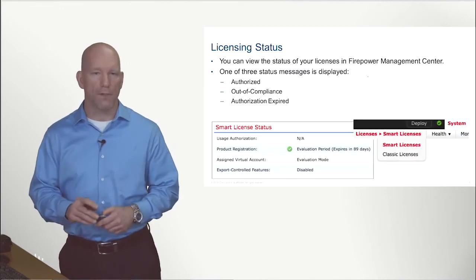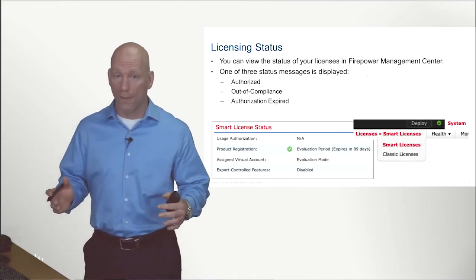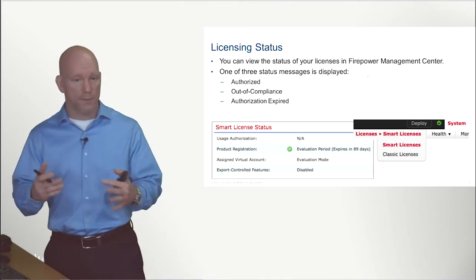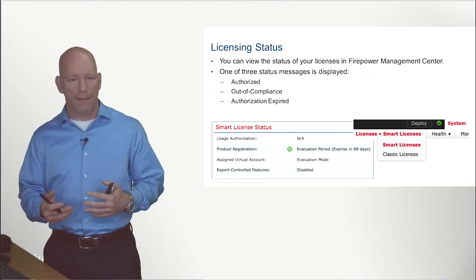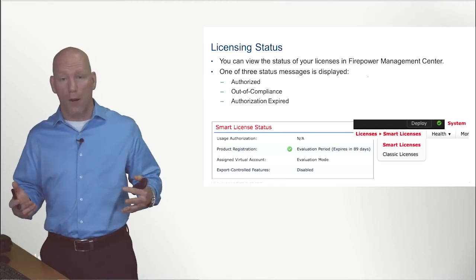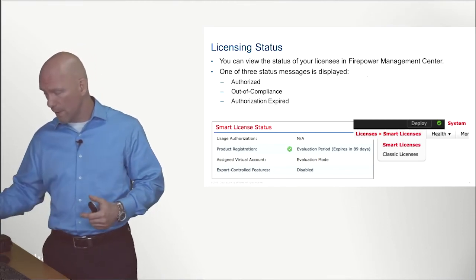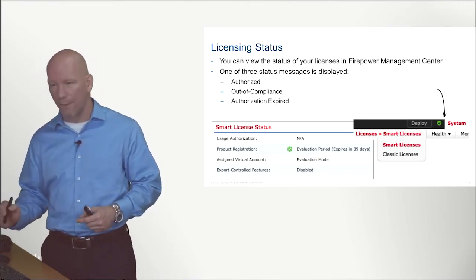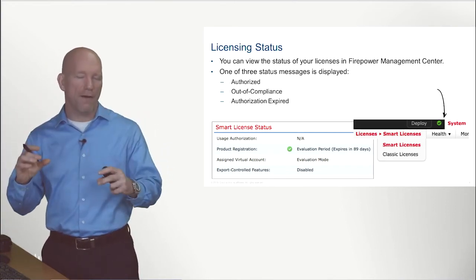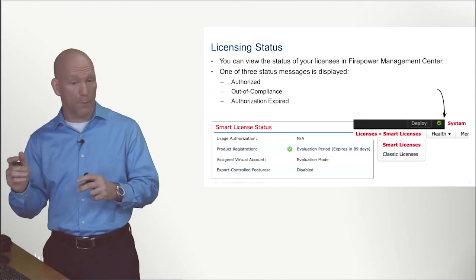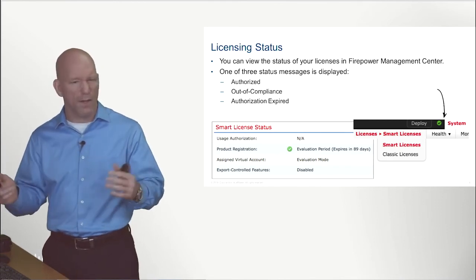Now that we have talked about the classic versus smart licensing, how do we know what we are doing? What features have been licensed? Where are we in our perpetual or our term? So you might remember this is a screenshot of the top set of tabs inside of the Firepower Management Center virtual appliance or physical appliance. We'll just call it an appliance.